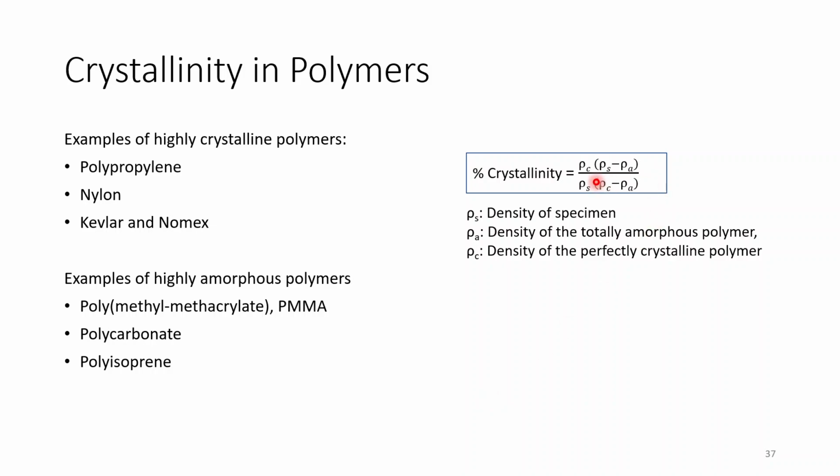So here: rho C times (rho S minus rho A) divided by rho S times (rho C minus rho A). Rho will be the density, C will be the perfectly crystalline polymer, S is for specimen, and A is for the totally amorphous polymer.